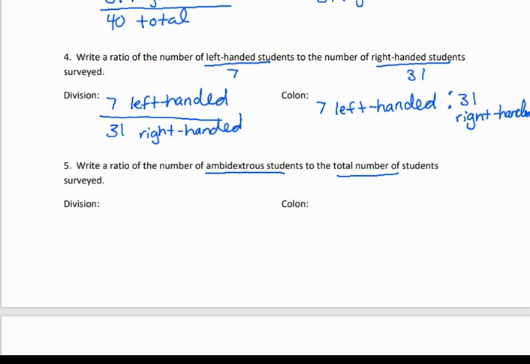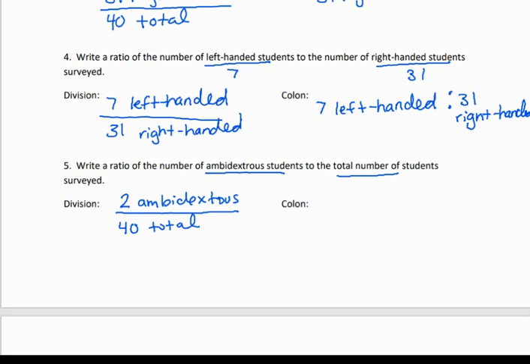All right, so I am seeing the following. 2 ambidextrous over, what does ambidextrous mean again? Someone chime in, someone just asked that. People who can use both hands. Both hands, yeah. So you can write with your right hand and left hand, or maybe like baseball is a common one. You can throw with your right hand, but you bat with your left hand. All right, so that's correct. 2 ambidextrous over 40 total.